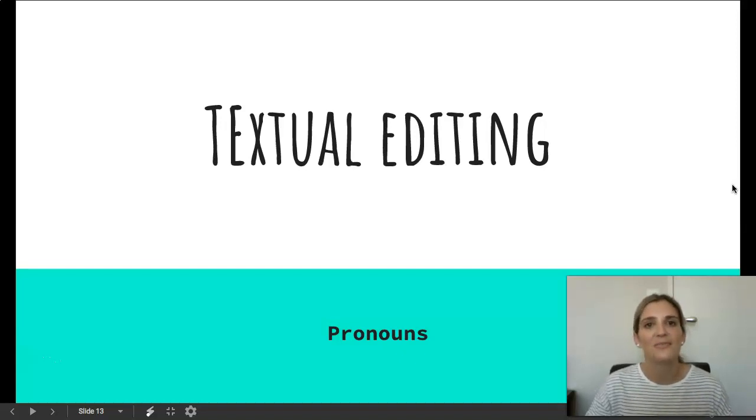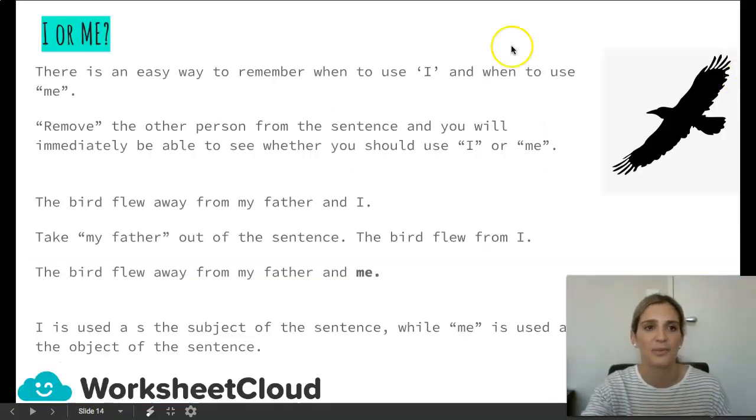Now again, I did a little bit of textual editing yesterday on nouns. Remember, this is mainly for grade 10, 11, and 12. We do ask a little bit of textual editing, especially if you're being taught it, then it will be asked in a test or exam. But it's very important that you learn this for grade 10. All right, so let's look at textual editing, pronouns. These are the types of errors that could come up.